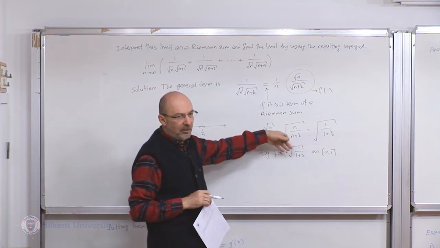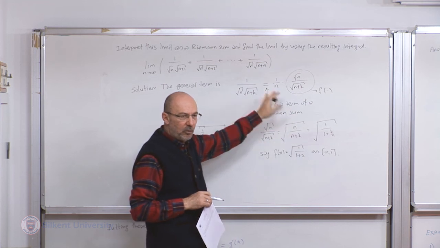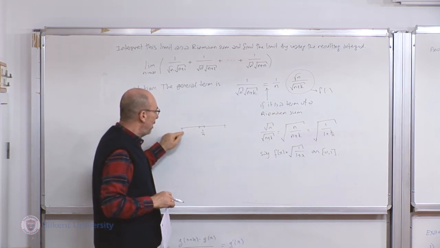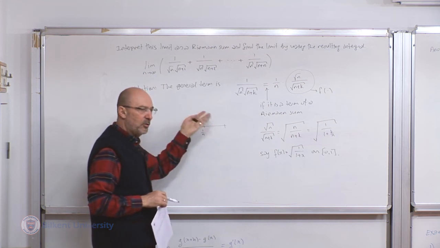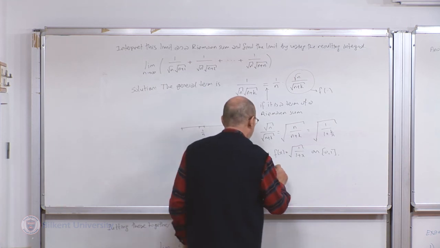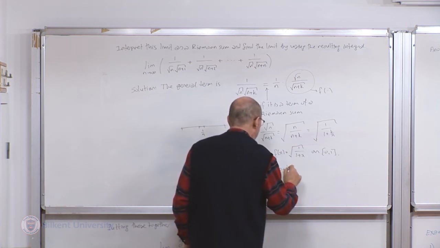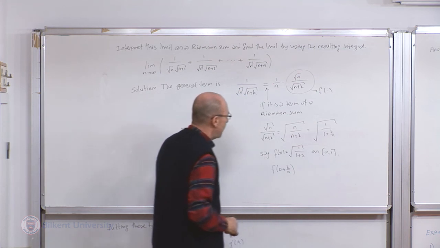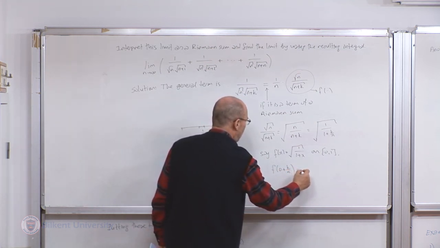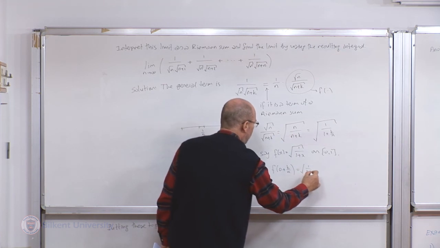If this works, well, this will work. If it didn't work, you would try something else. The only tricky thing in such problems is that if the problem is not from 0 to 1, but from some other point, then you work accordingly. So this is f of 0 plus k over n. If you do this, this works. So this is 1 over square root of 1 plus k over n. So it works.